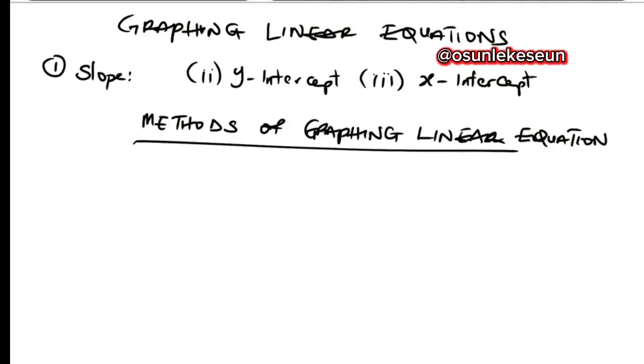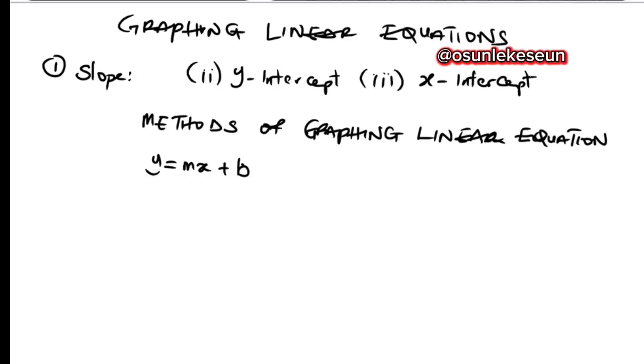We'll be looking at how to graph linear equations, and we have what we call slope, y-intercept, and x-intercept. But today, the first method of graphing a linear equation we'll look at is the intercept method. Let's first write the equation in slope-intercept form. That means y equals mx plus b. This is the equation of a straight line in slope-intercept form.